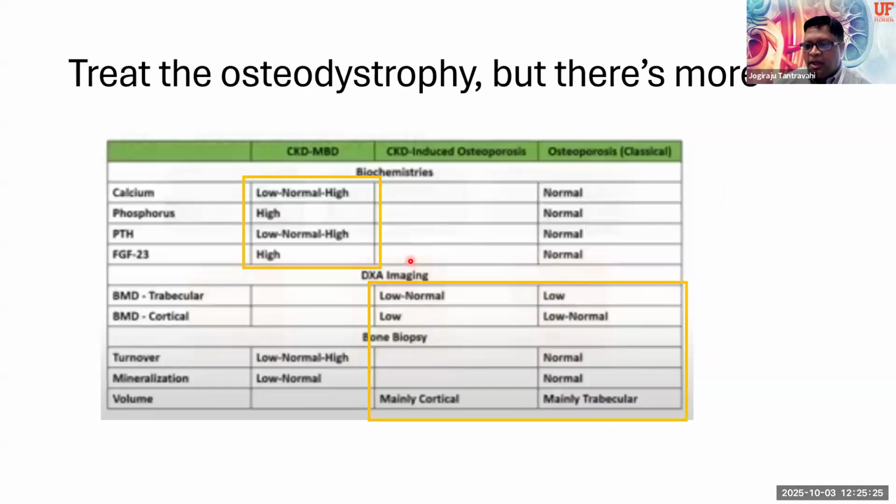So we have to treat the osteodystrophy, because we now appreciate renal osteodystrophy as a part of, or a spectrum of, a multi-system disease. Now, we have to do our best to normalize the calcium. We have to do our best to reduce the phosphorus level. We have to do our best to achieve PTH levels within KDIGO guidelines or what have you.